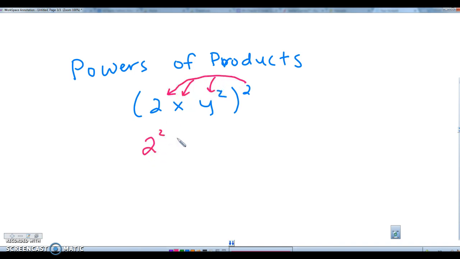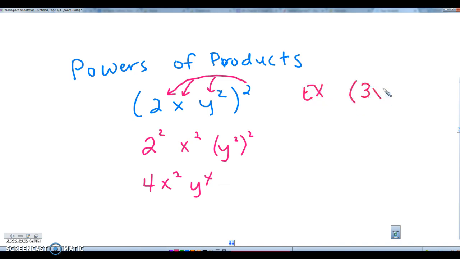So I'm going to have 2 squared, x squared, and then remember when we have squares of squares, so that's y squared squared, we would multiply that. So 2 squared gives me 4, x squared, y to the 4th. Try another example on your own. Let's say I start with 3x squared y, and that quantity is squared. We should end up getting 9x to the 4th y squared.